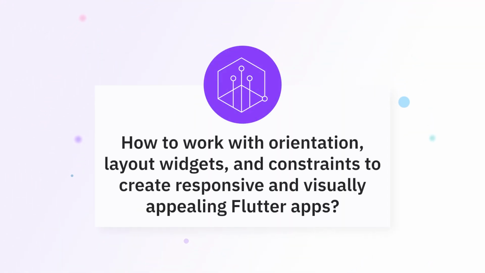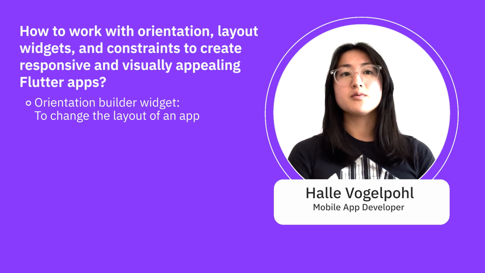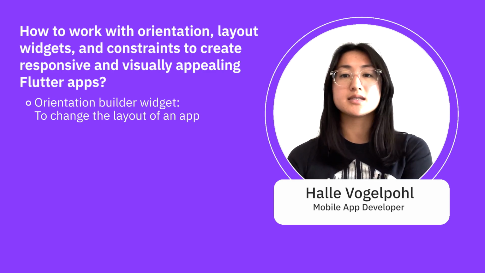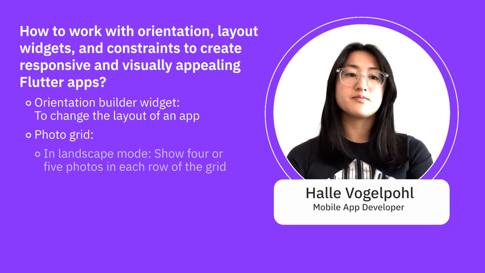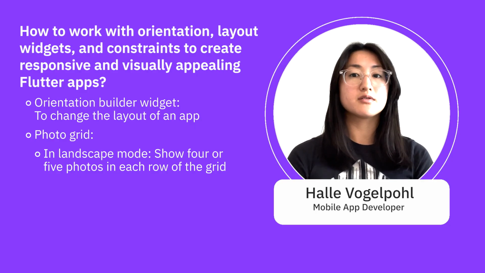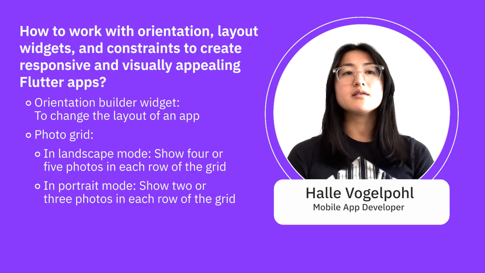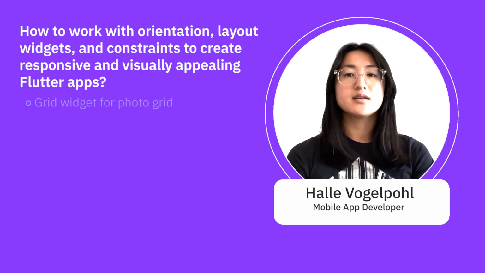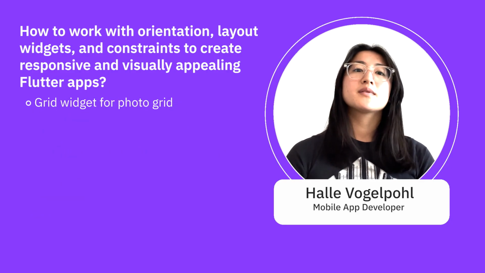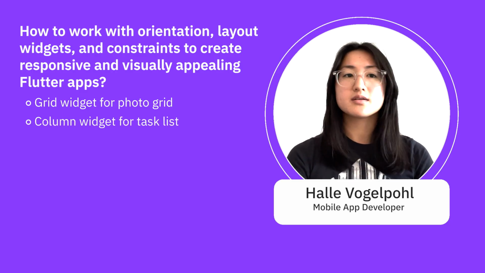How to work with orientation, layout widgets, and constraints to create responsive and visually appealing Flutter apps. Firstly, there's the OrientationBuilder widget, which is used to change the layout of an app based on whether it's landscape or portrait. An example would be if you had a photo grid, and if the phone was oriented in landscape mode, then you would maybe show 4 or 5 photos in each row of the grid versus portrait, which may only show 2 or 3. Another thing is layout widgets, like row, column, grid, etc., to arrange elements in those formats easily. So similar to the photo grid example before, you could use the grid widget for that, or if you have a task list, you could use the column widget.